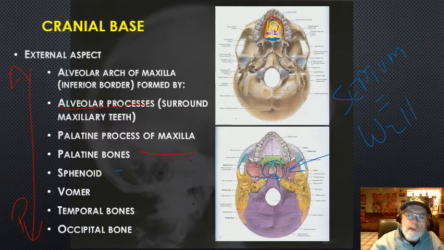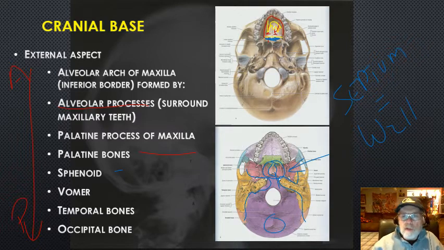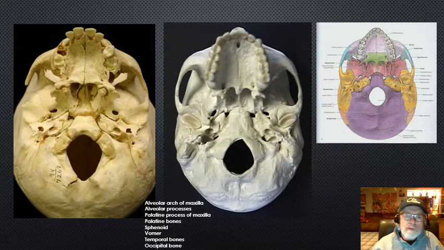Temporal bones, we've talked about those a lot so far. We'll talk a little bit more about the temporal bone and how it contributes to the cranial base, and then obviously our good old friend, the occipital bone back there. So we're going to talk about each of these bones and each of these areas respectively. Okay, so everybody knows where we're going, all the way from the alveolar arch anteriorly to the occipital bone posteriorly. And again, this is what we're looking at: a skull.